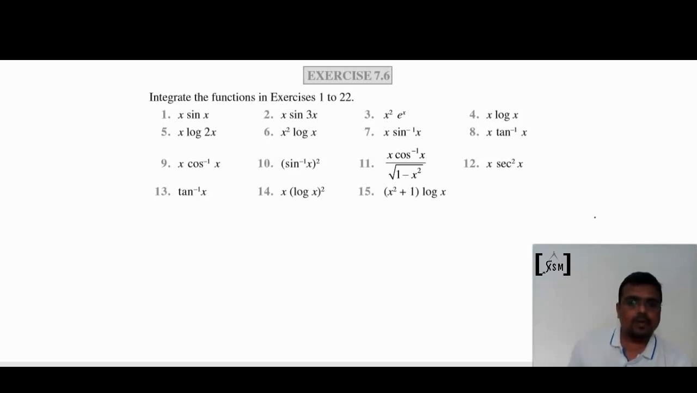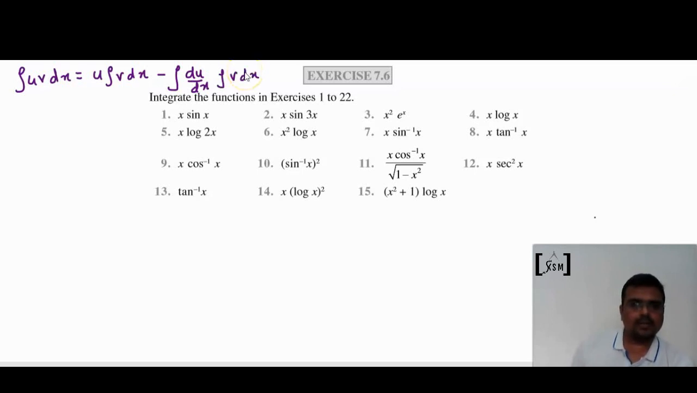Hello friends, in continuation with integration from NCERT, let's study integration by parts. First of all, let's understand what the formula is. The integral of u times v dx equals u times the integral of v dx, minus the integral of the derivative of u, du over dx, times the integral of v dx, whole dx.